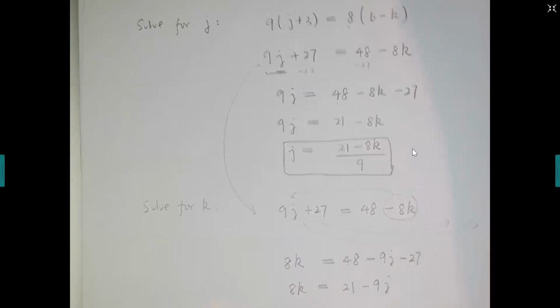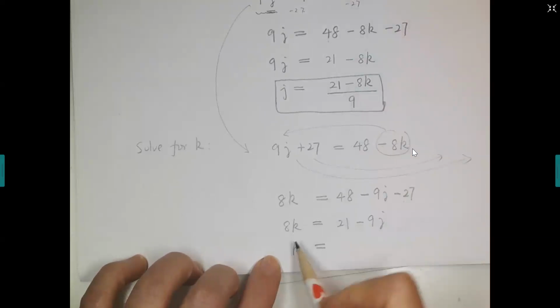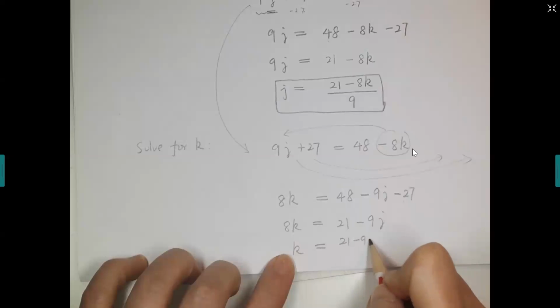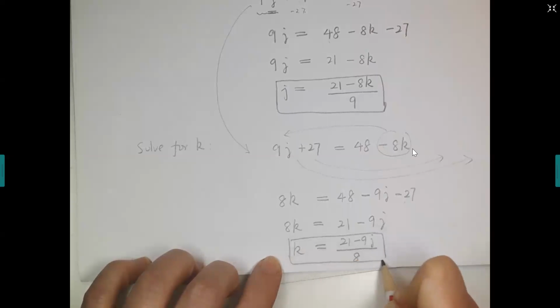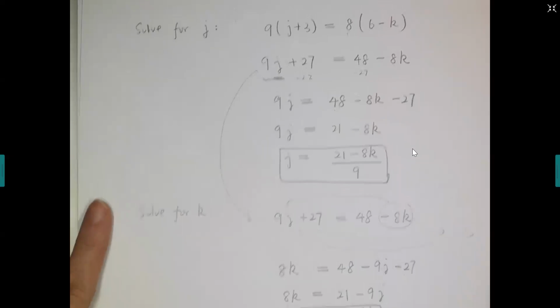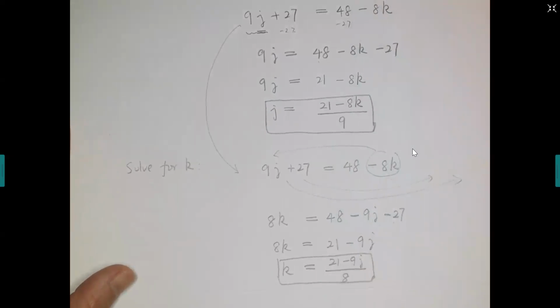Are we done? Not yet. I have to solve for k. So k equals what? Divide by its coefficient. The whole right side, 21 minus 9j, over 8. Final answer. So always double check your final answer. If we get a rational expression here, are we able to simplify it or not? If yes, then we'll simplify it.